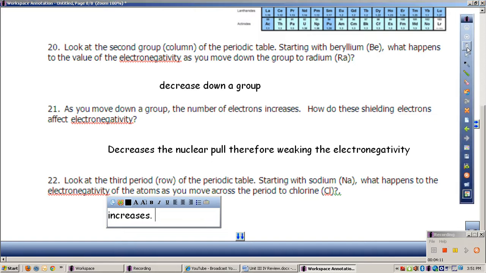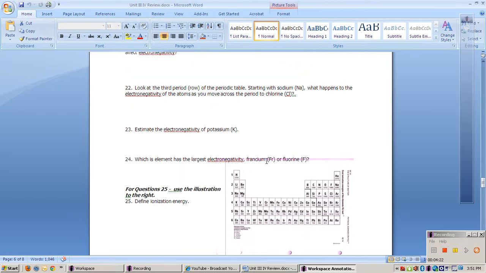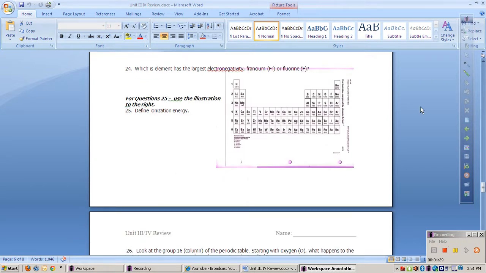All right, so again, same thing for number 23. If we give you two values, you need to be able to figure out where it is in between. Okay? For 24, which one has the largest electronegativity, francium or fluorine? Fluorine, okay? All right, so let's look at ionization energy.